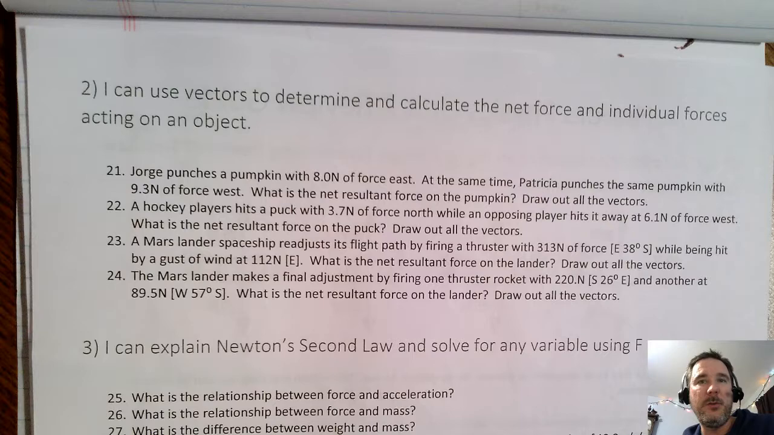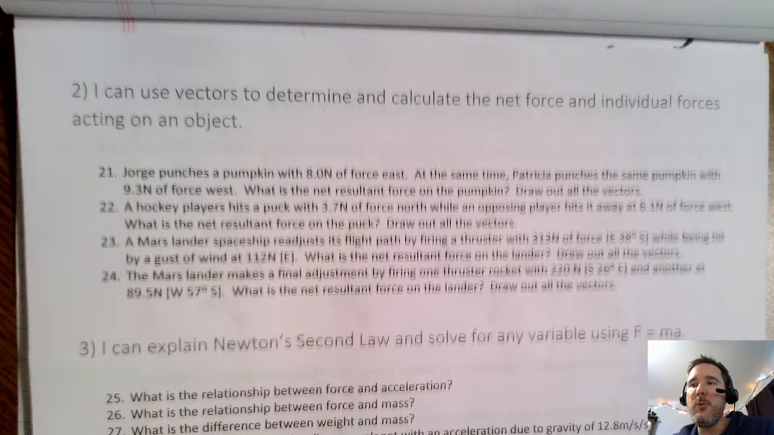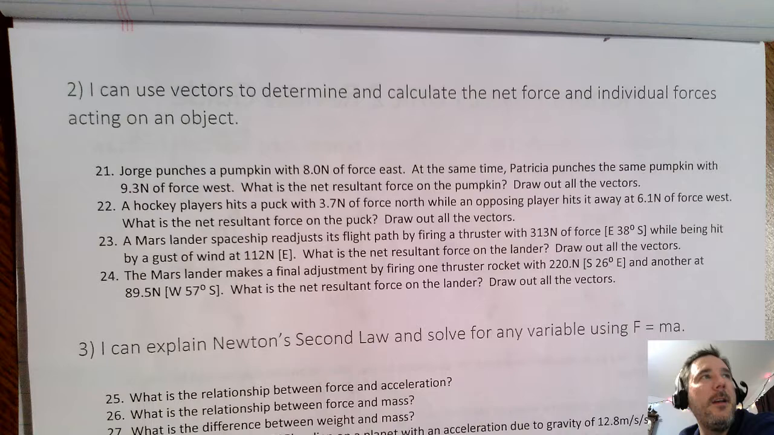That was unit 1.1, that was just inertia, so go back and look at that if you need to. Unit 2.2, that's F equals ma. We did that whole big lab on that. So net force, there's not much to it, usually, until there is. If George punches a pumpkin with 8 newtons of force to the east, and Patricia punches the same pumpkin with 9.3 newtons of force to the west, what is the net resultant force on the pumpkin? Draw out all the vectors.